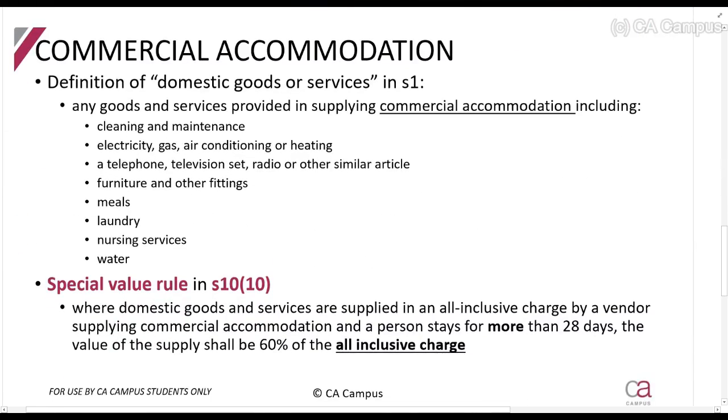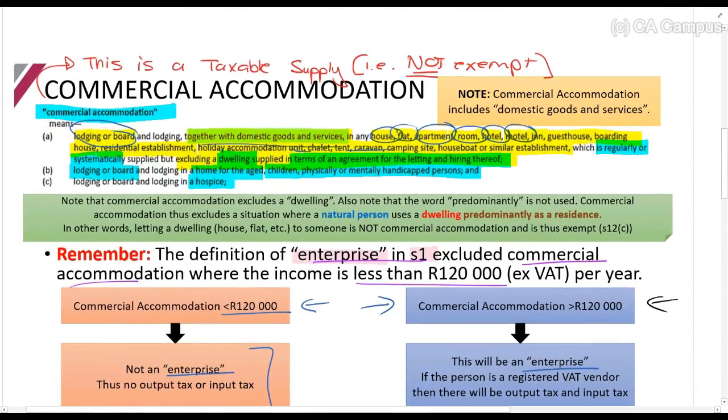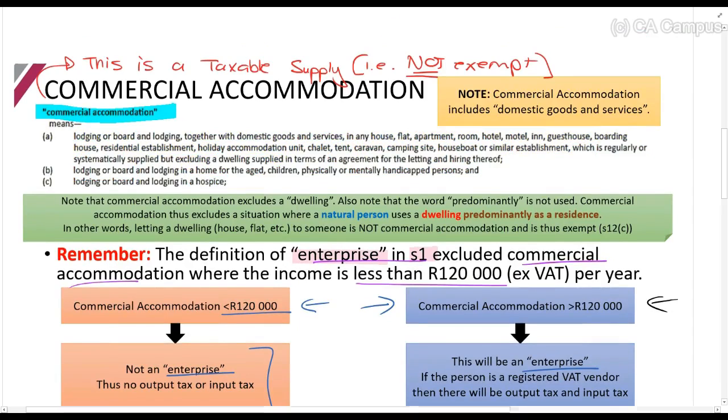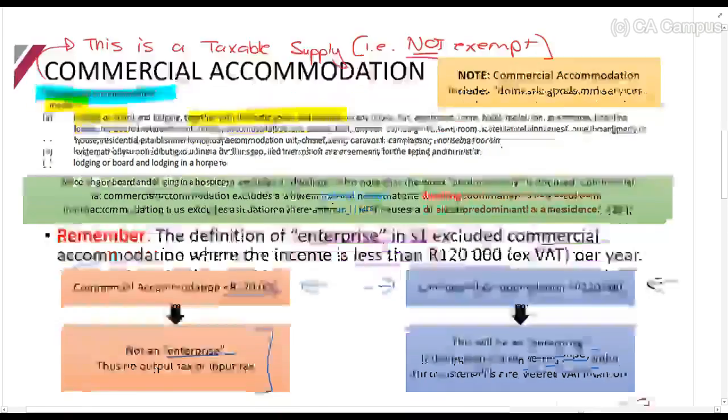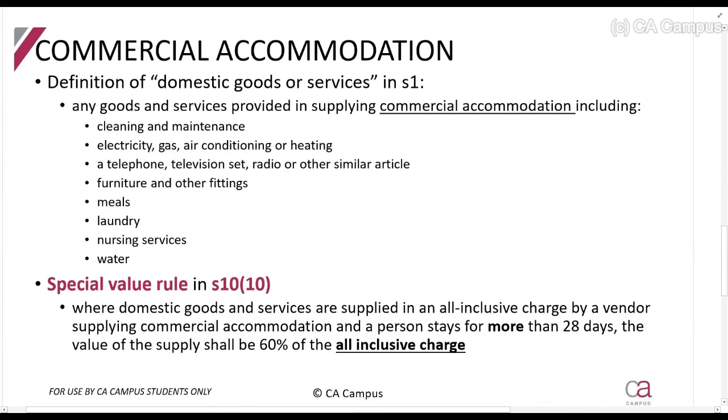Now, we're still talking about commercial accommodation. Remember when we looked at commercial accommodation, it said here at the top, let me just clean it up for you. It says it means lodging and board together with domestic goods and services. So what are those domestic goods and services? So in other words, these things are all considered commercial accommodation, which means they're all subject to VAT. What are they? They're defined in section 1. It says it is the goods and services provided in supplying commercial accommodation.